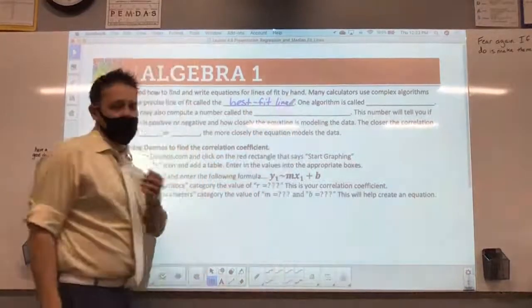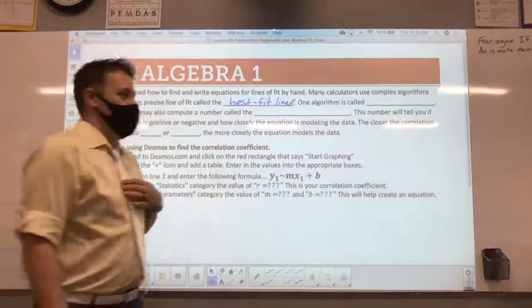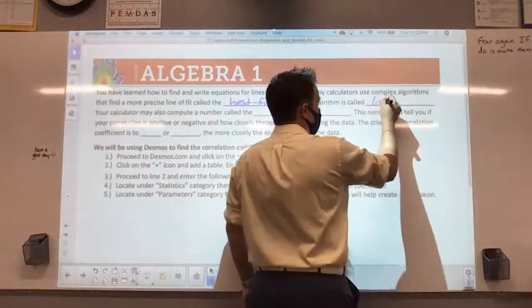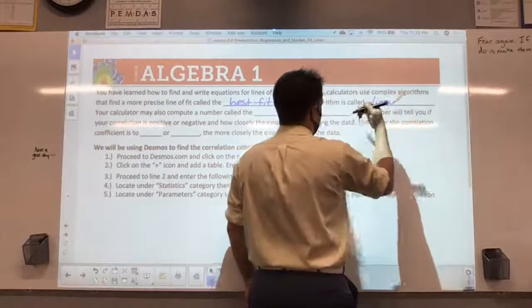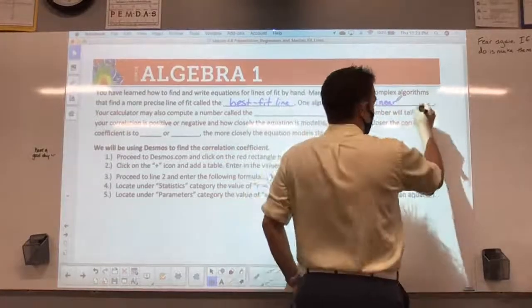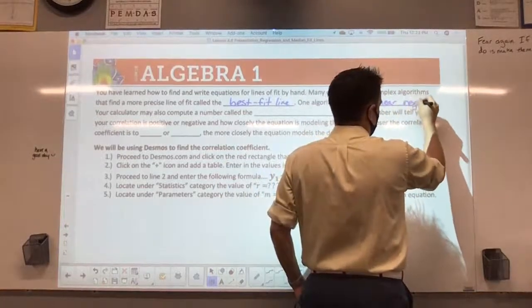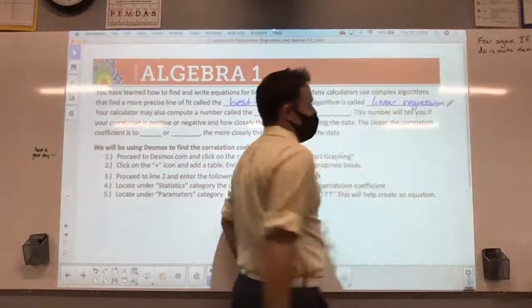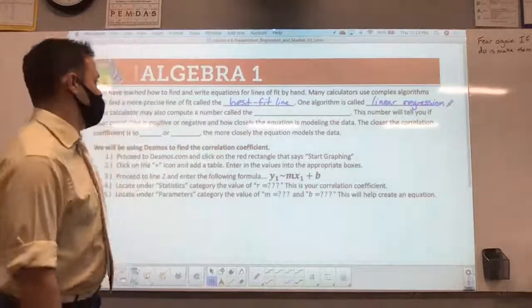We are going to use Desmos for that. One algorithm is called a linear regression. We are going to type this algorithm in. We are going to use linear regression via Desmos, which will make it easier for you to go through this.